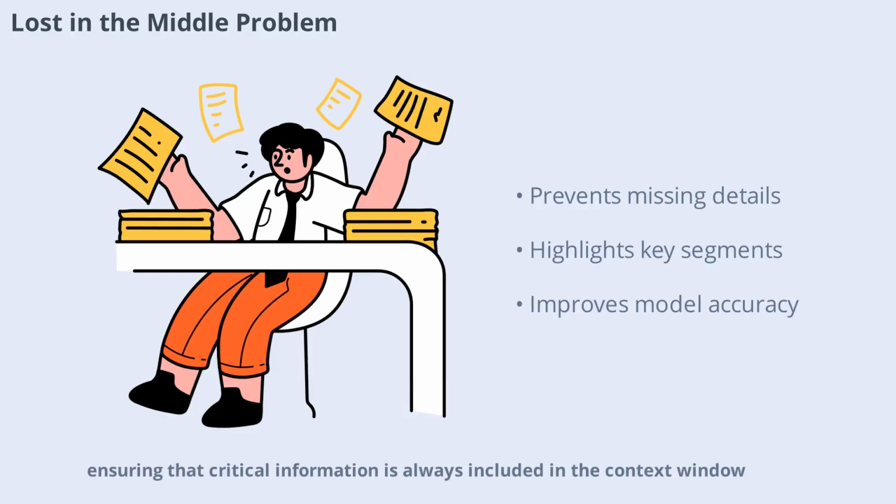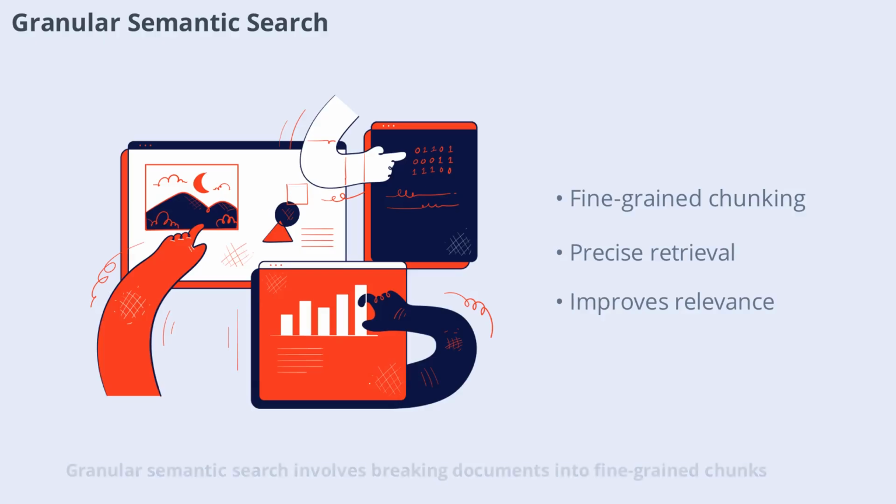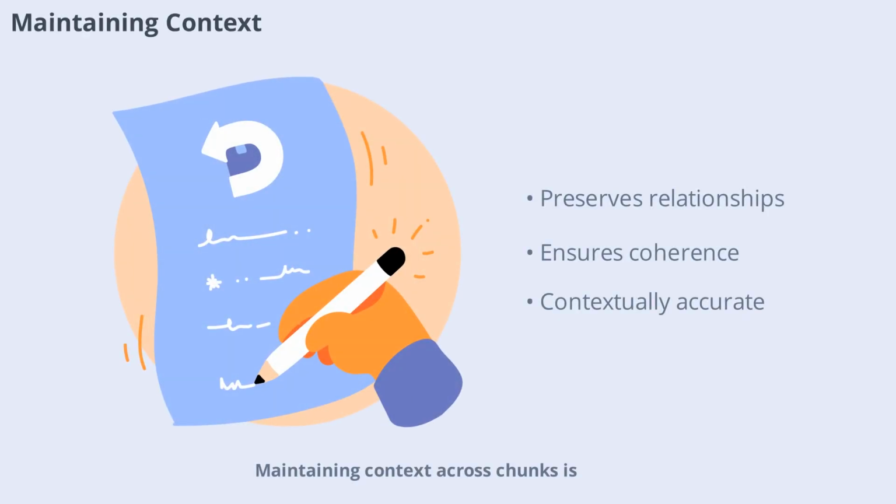in the context window. Granular semantic search involves breaking documents into fine-grained chunks such as sentences or paragraphs and embedding them for precise retrieval. This allows the system to match queries with highly specific information, improving the relevance and accuracy of responses. Maintaining context across chunks is essential for accurate information retrieval. Techniques like chunk overlap and hierarchical parsing ensure that relationships between concepts are preserved, allowing the language model to generate coherent and contextually accurate responses.